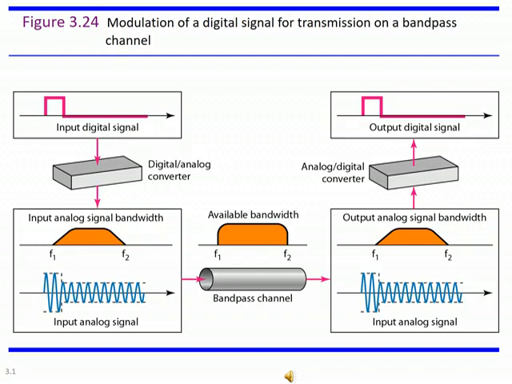Therefore, we have to use the digital to analog converter, DAC. The input digital signal is converted to an analog signal, and that analog signal is transmitted over the line. That way we can use a bandpass channel.